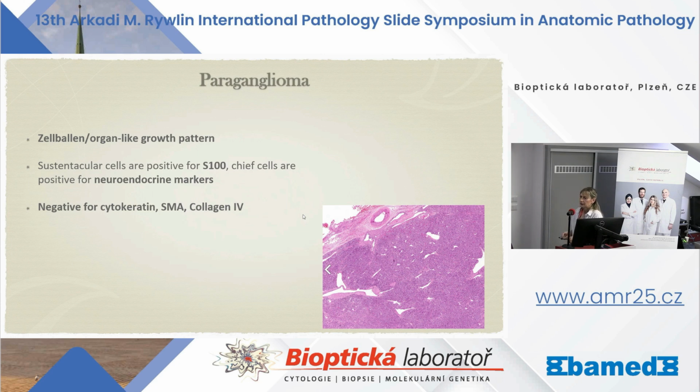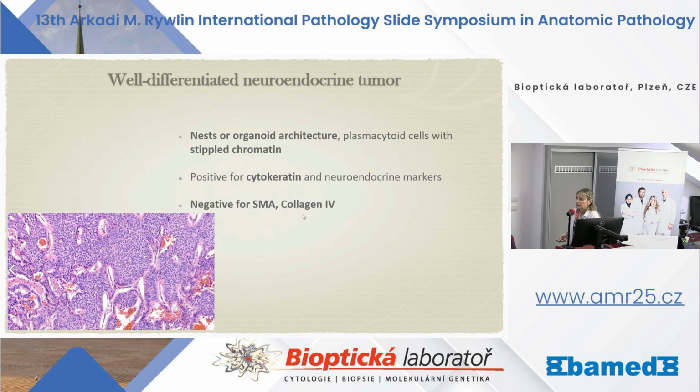Paraganglioma, but sustentacular cells are positive for S100, chief cells are positive for neuroendocrine markers, that is not our case, and they are negative for cytokeratin, SMA, and collagen 4, what we had in our case. Well-differentiated neuroendocrine tumor has organoid architecture, plasmacytoid cells with stippled chromatin, but they are positive for cytokeratin and neuroendocrine markers, and are negative for SMA and collagen 4.